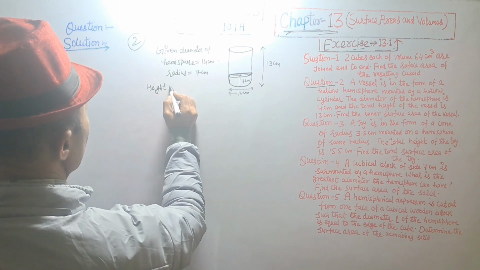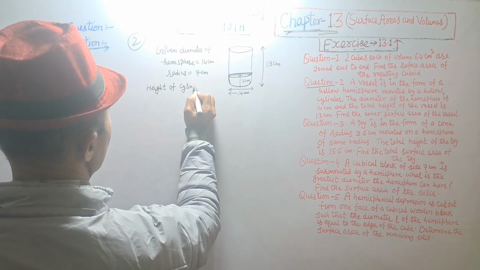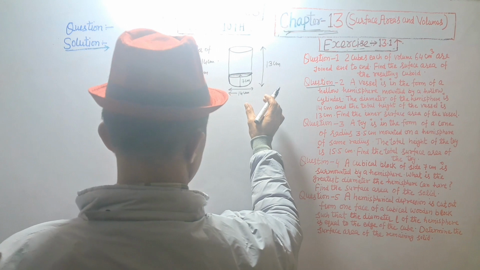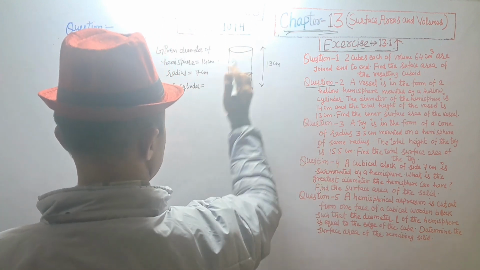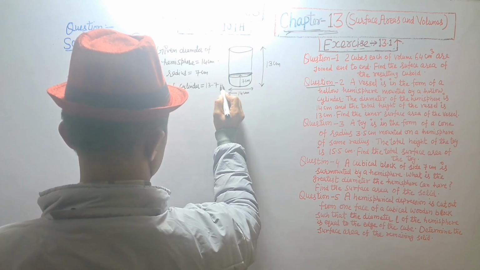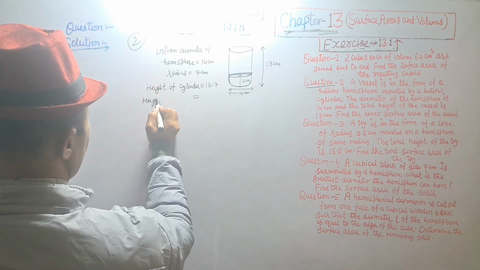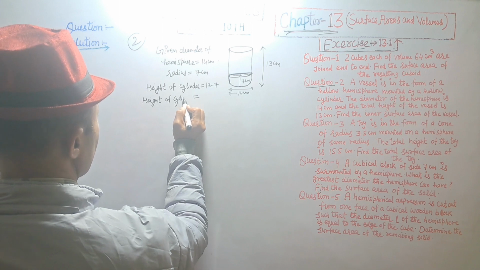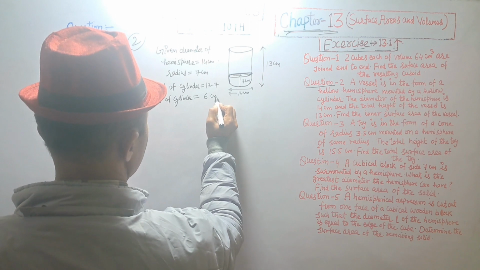Height of cylinder is equal to total height, which is 13, minus 7. So the height of cylinder is equal to 6 centimeter.